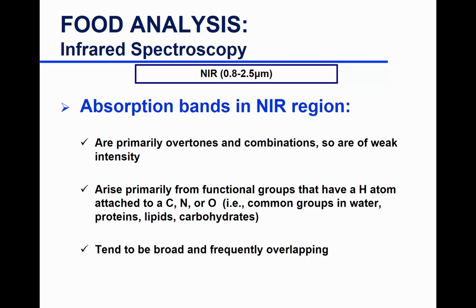So absorption bands in the near IR region are primarily overtones and combination. That means your peaks are broad. Overtones can overlap each other, and they are weak in intensity. And the absorption is primarily from functional groups that have a hydrogen atom linked to carbon, nitrogen, or oxygen, which are common groups in water, proteins, lipid, and carbohydrate, which is perfect for determining the composition of different foods.